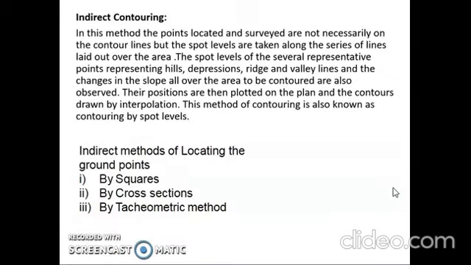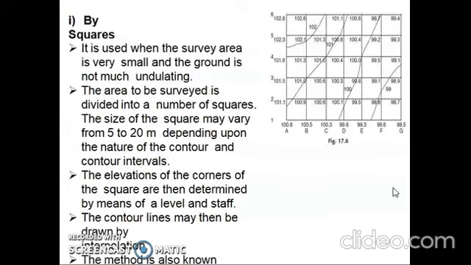Indirect contouring. In this method, the points located and surveyed are not necessarily on the contour lines, but the spot levels are taken along a series of lines laid out over the area. The spot levels of the several representative points representing hills, depressions, ridge and valley lines, and the changes in the slope all over the area to be contoured are also observed. Now, the indirect method of locating the ground points is again done by three methods. One, by square method, second by cross-sectioning, and third using a tacheometric method.